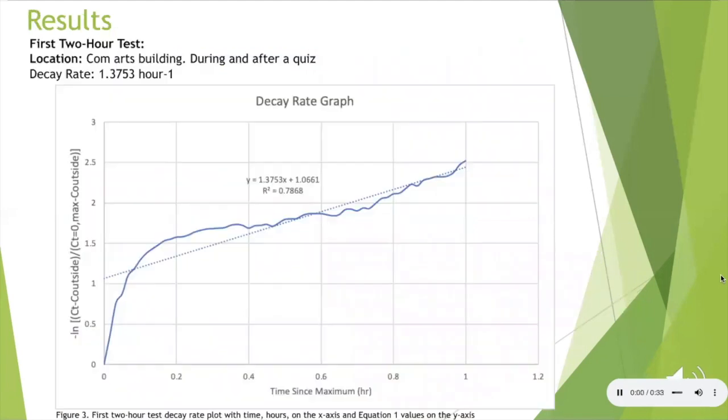On this slide, you can see the results from our first 2-hour test, which was conducted during and after a quiz in the CalArts building. Time 0 on the x-axis shows the time since the maximum CO2 concentration was present in the room, and then from there we see the decomposition of carbon dioxide over time. At the end of the quiz, CO2 concentrations were at their highest, and after that, when people left the room, the CO2 decayed at a rate of 1.3753 inverse hours, which is represented by the equation for the line of best fit.